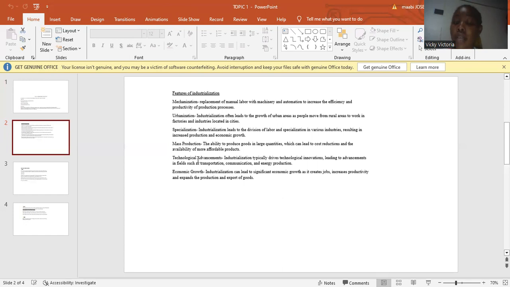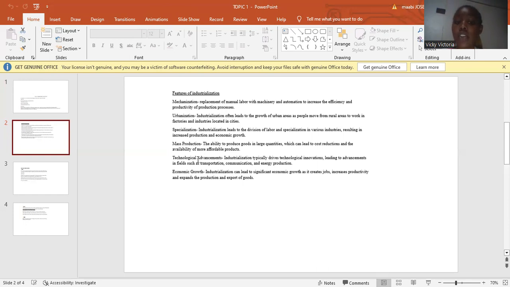So due to the mass production of goods, now this is when the supply is more, the demand is low, but when the demand is high, the supply is low, then the price should be high. So now when industrialization began, there was so much production, hence there was more supply, demand became low, hence the goods became cheaper, hence they were more affordable.